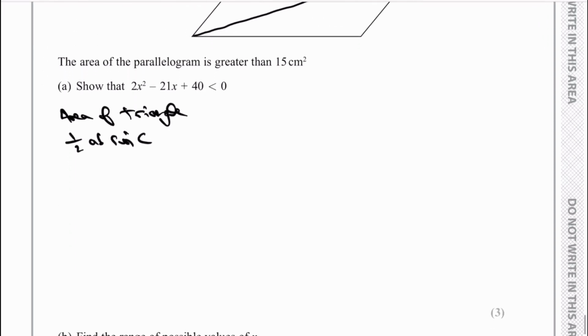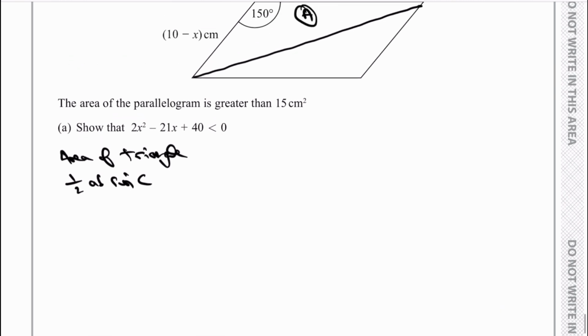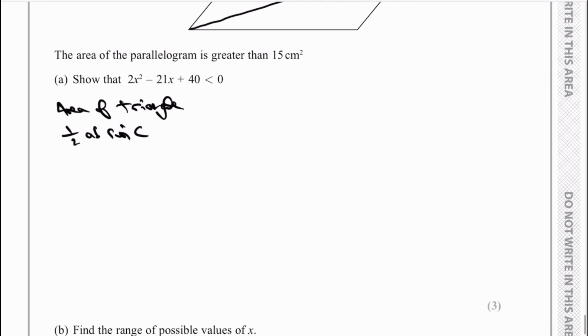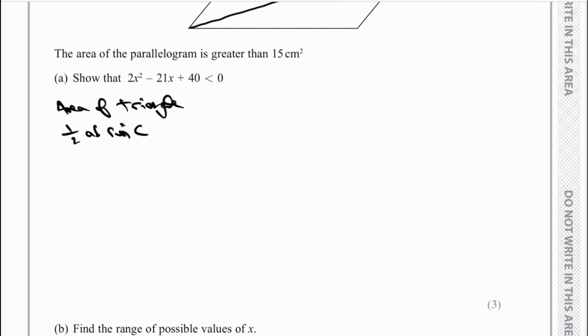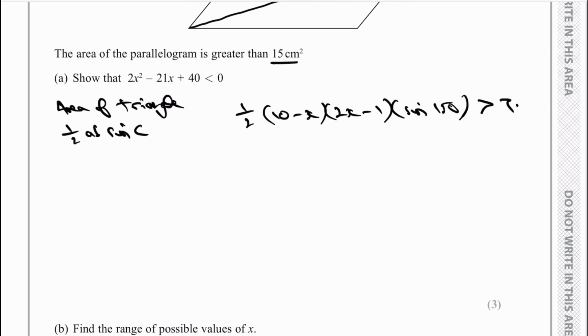What I'm actually going to say is the area of the triangle is going to be a half AB sine C, which is a half multiplied by 10 minus x multiplied by 2x minus 1 multiplied by the sine of 150. Now what we're told is that that's greater than 15 centimeters. Because I'm only going to do a half of it, I'm going to say that's greater than 7.5, and that makes my life a whole lot easier. Then I don't have to start doubling everything.